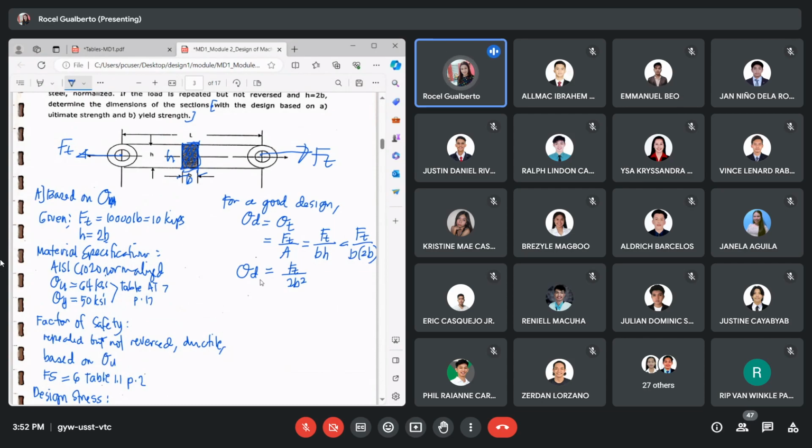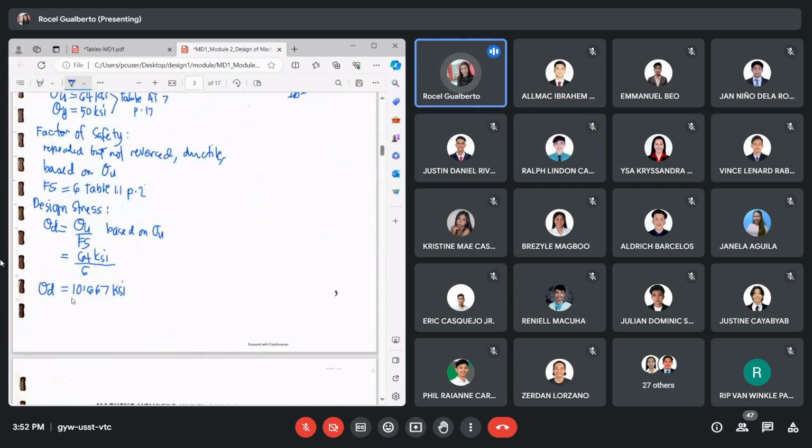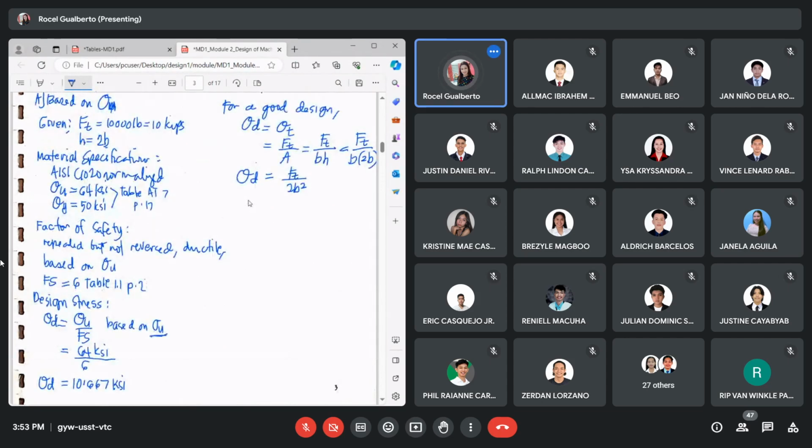So for the design stress, we have initially solved po the design stress based on the ultimate. Again, this is design stress based on the ultimate strength. Okay? 10.667 KSI. So 10.667 KSI equal to your FT is 10 kips divided by 2B squared. Then you solve for B.